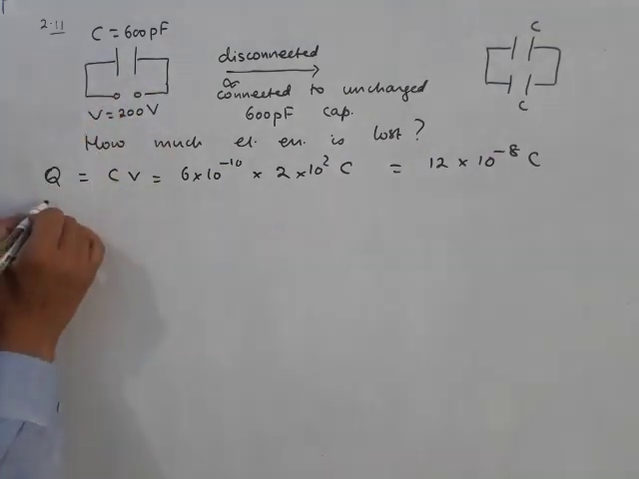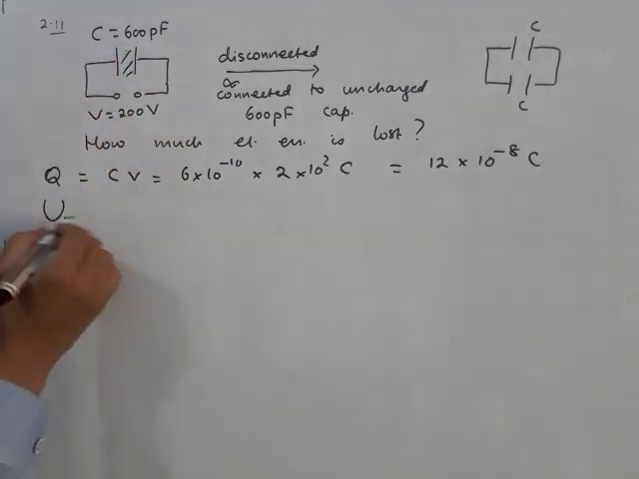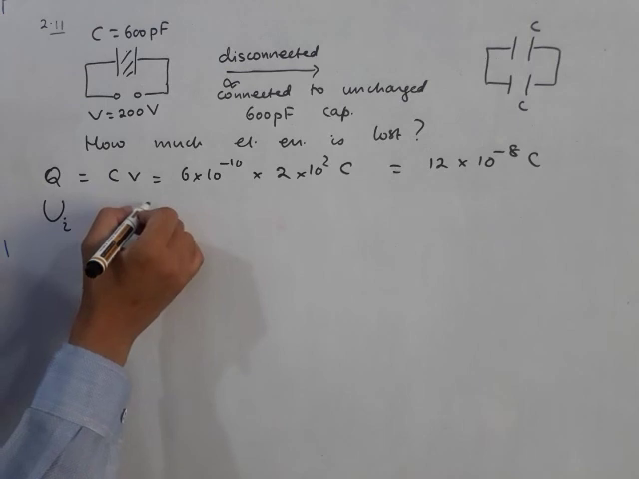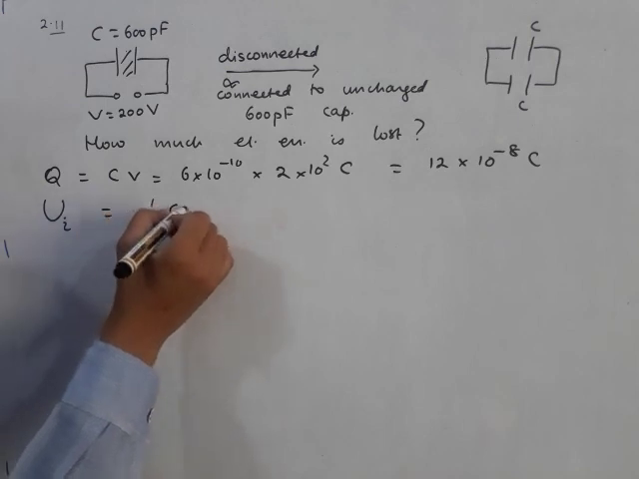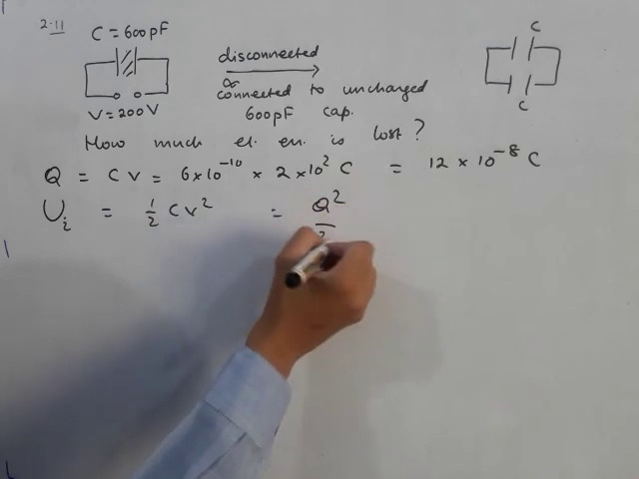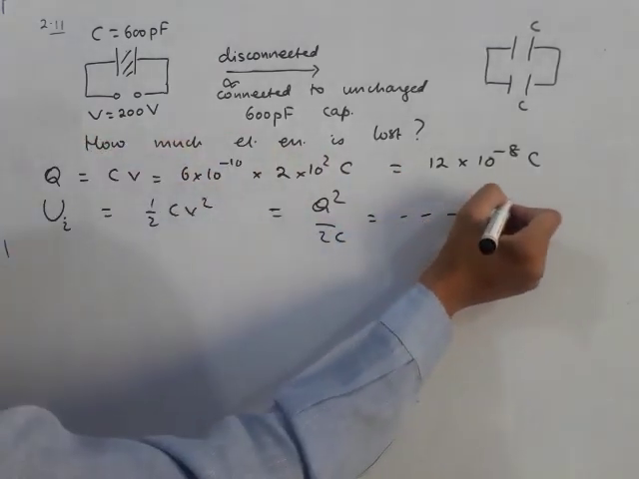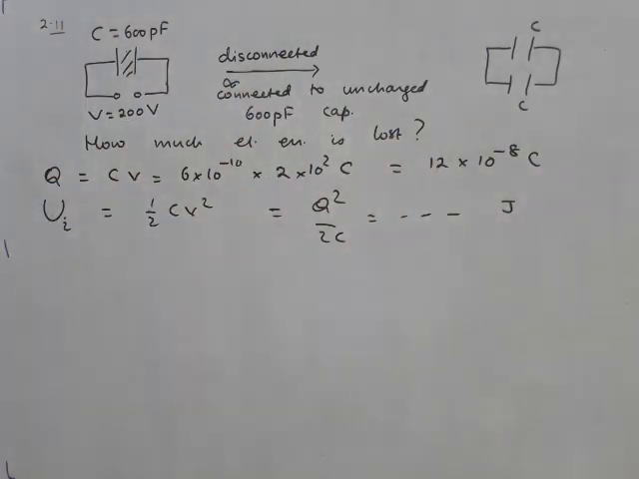Knowing the charge on the capacitor, now you can find initially the energy stored between the plates of the capacitor. In this region there will be energy, and that energy you can use any formula. Either you use half CV square or you use Q square by 2C. You can calculate that yourself, and that will be in joules. This is our step number 1.